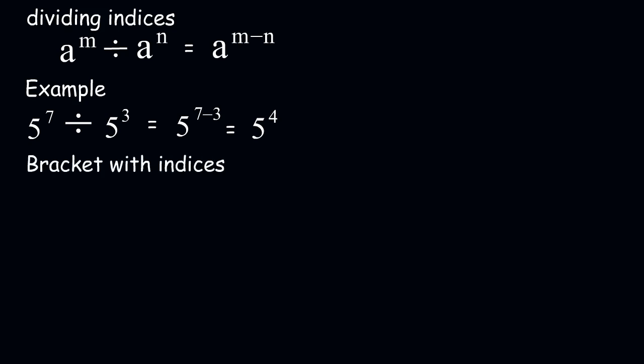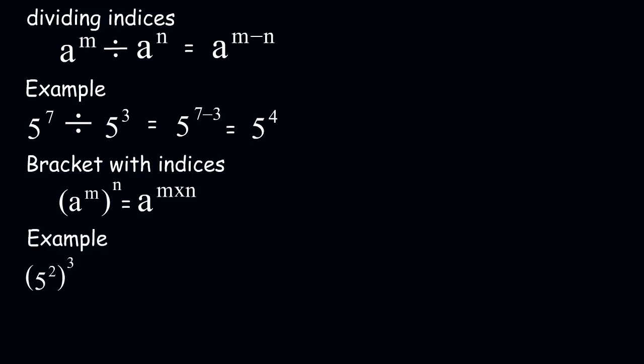That is, when you have any indices of the form a raised to the power of m in bracket raised to the power of n, what you do is that you multiply the power. So in this case, a raised to the power of m in bracket raised to the power of n will be equal to a raised to the power of m times n. Example, 5 raised to the power of 2 in bracket raised to the power of 3 will be equal to 5 raised to the power of 2 times 3, which is equal to 5 raised to the power of 6.